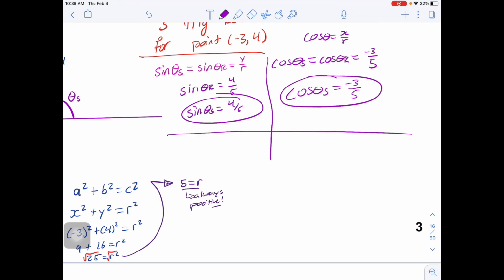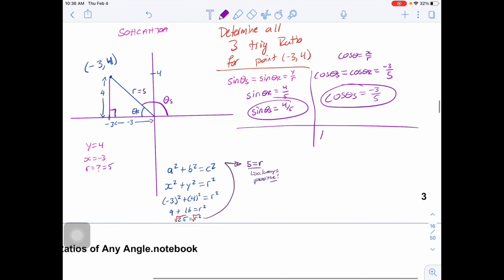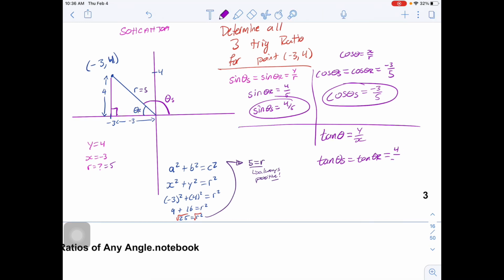And then we can finish this off with our tan angle. So recall that tan of the angle equals, again, opposite over adjacent, but in this case it's y over x. So my tan of the standard angle is equal to the tan of my reference angle, and the y value here is 4, and the x value here is -3. So the standard angle ratio for tan is 4 over -3.